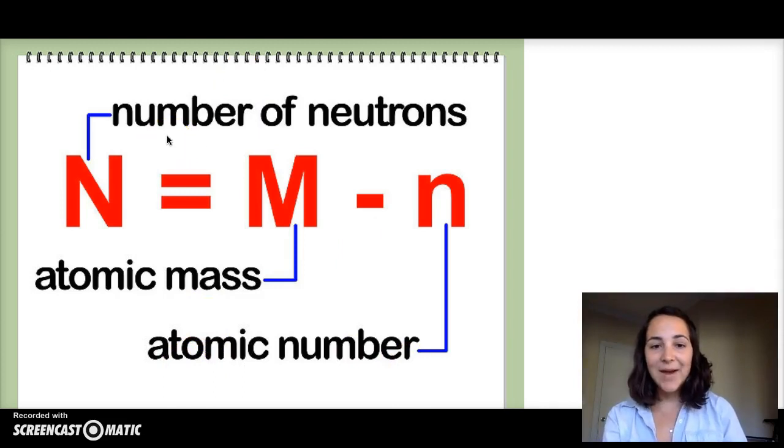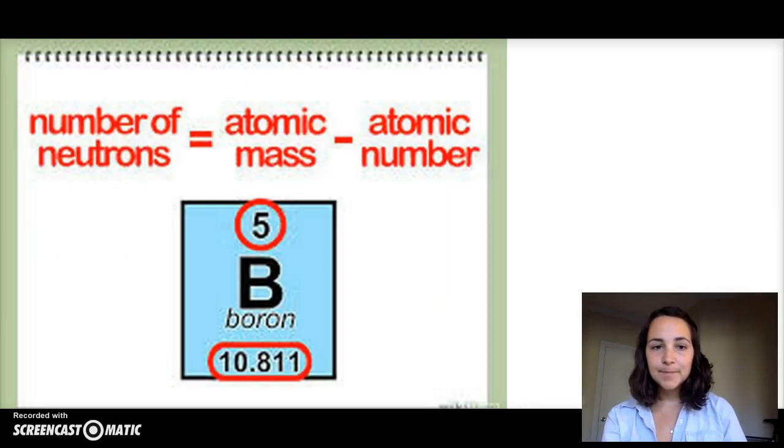Work that out on your own now. Here's another image if you're getting lost. We have 11, or 10.8 rounded to 11, for our atomic mass, and we have an atomic number of 5. This should give us our number of neutrons.